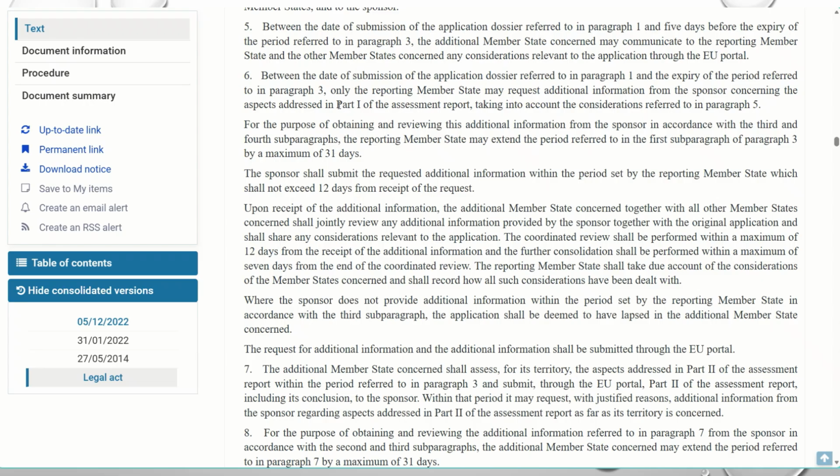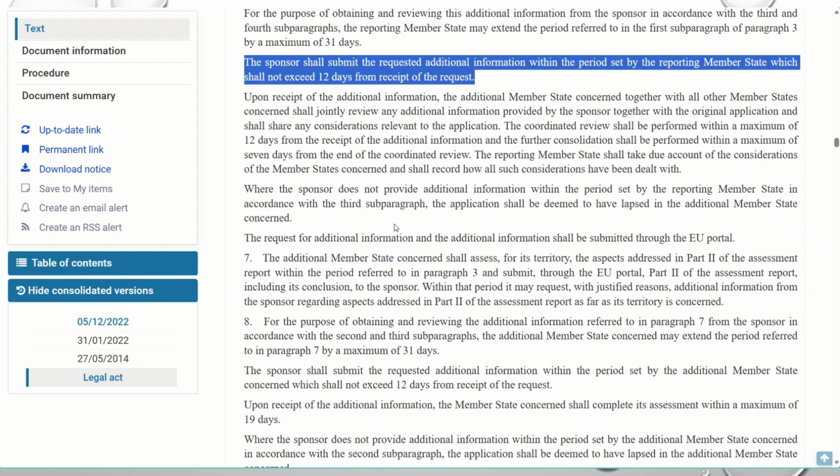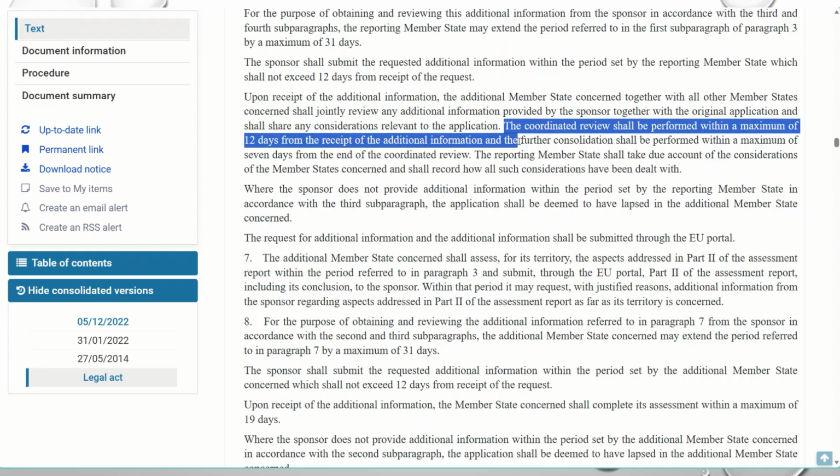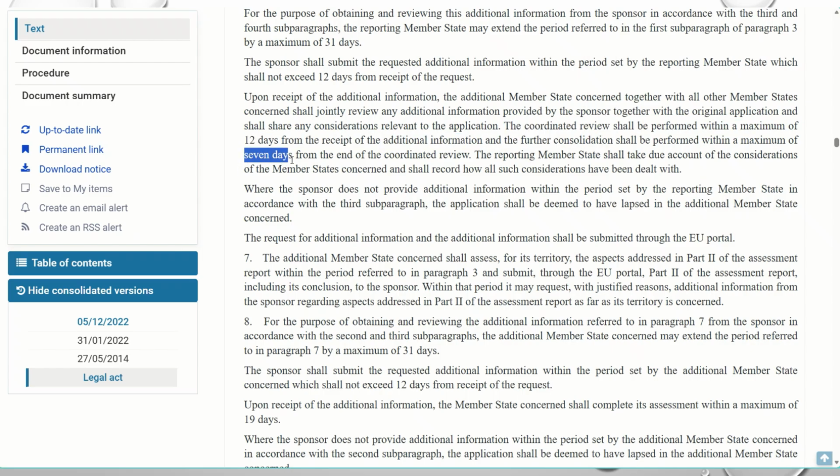Part 1 documents, Part 1 of the assessment report. Again, in this harmonized approach the sponsor has 12 days to respond, and when they've received the additional response, remember, this is for the Part 1 assessment report, there's a coordinated review, and that takes a maximum of 12 days from receipt of the additional information. And then there's another 7 days for consolidation at the end of the coordinated review. Then the reporting member state shall take due account of considerations and shall record how all considerations have been dealt with. So that's the Part 1 section of the dossier.